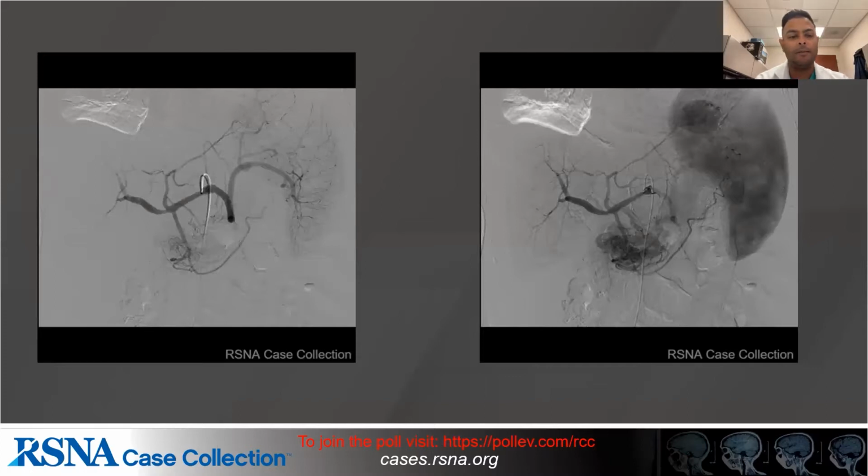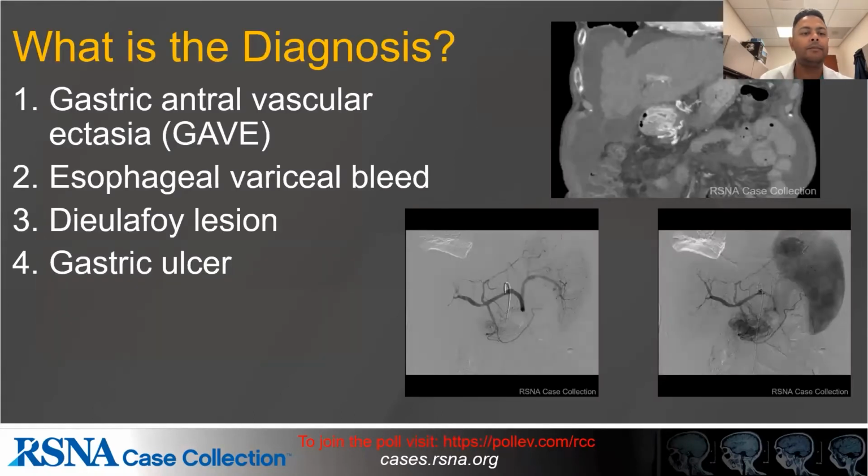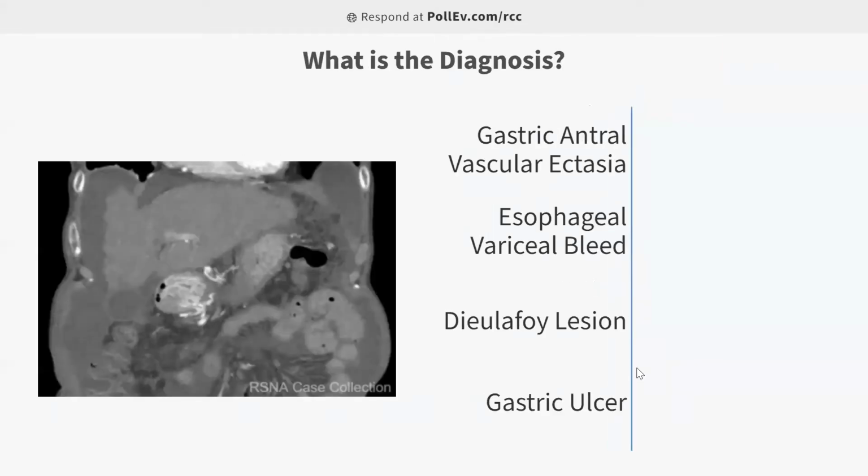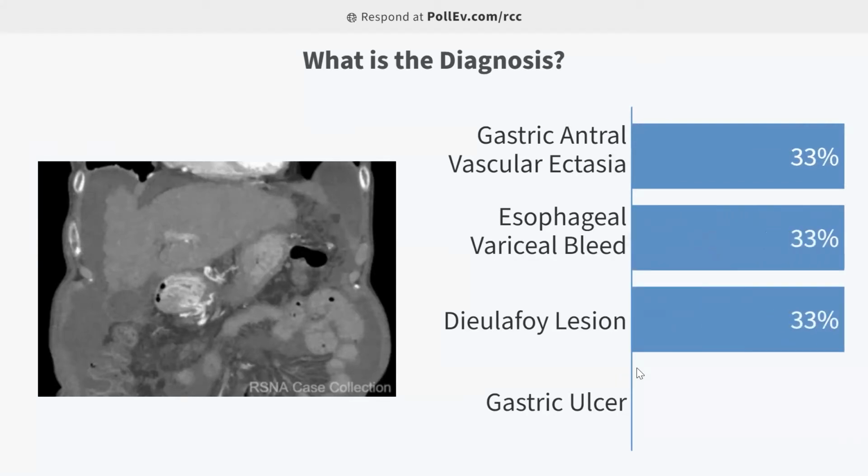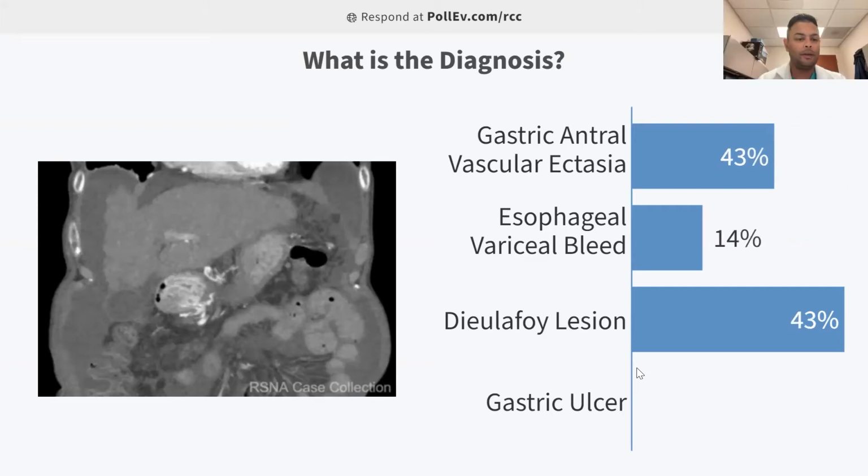Here we have two images from digital subtraction angiography, selective angiography of the celiac axis. And you can see conventional anatomy as well as some enhancement that you see here in the gastric cardia and fundus. So what is this diagnosis? Is this gastric antral vascular ectasia, or GAVE, esophageal variceal bleeding, a Dieulafoy lesion, or a gastric ulcer? And the poll is open now. And of course, we have the CT image here that shows the enhancement pattern that we'd like you to focus on.